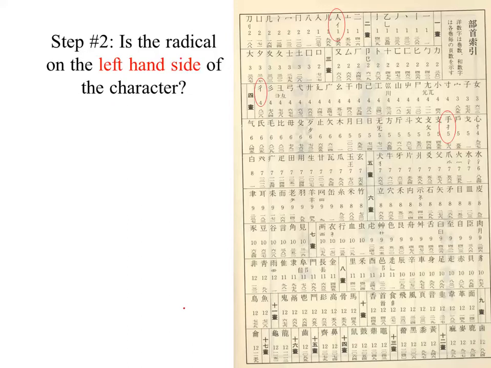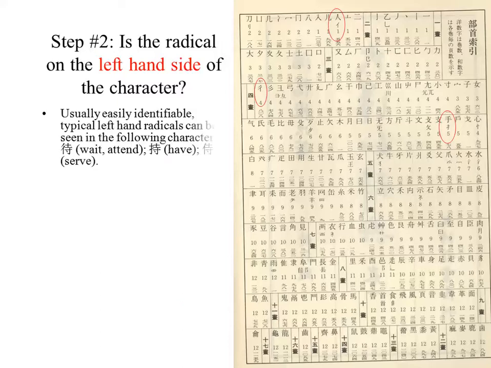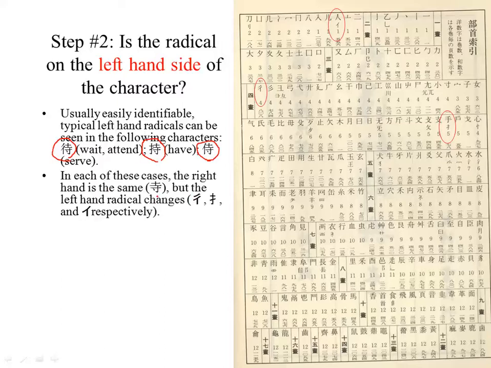If the answer to that question really is no, the next question you need to ask yourself is, is the radical on the left-hand side of the character? The left hand tends to be sort of a more dominant choice. Okay? It's not always the left when you're dealing with a left-right character, but more often than not, it is. These are probably the easiest radicals to identify. They usually kind of just jump off the page at you. So, for example, this kanji, matsu, to wait, or motsu, to have, or this one, samurai, saburau, to serve. They all have the same right-hand part, but they have a left-hand part that differs. It's the left-hand part that's the radical.